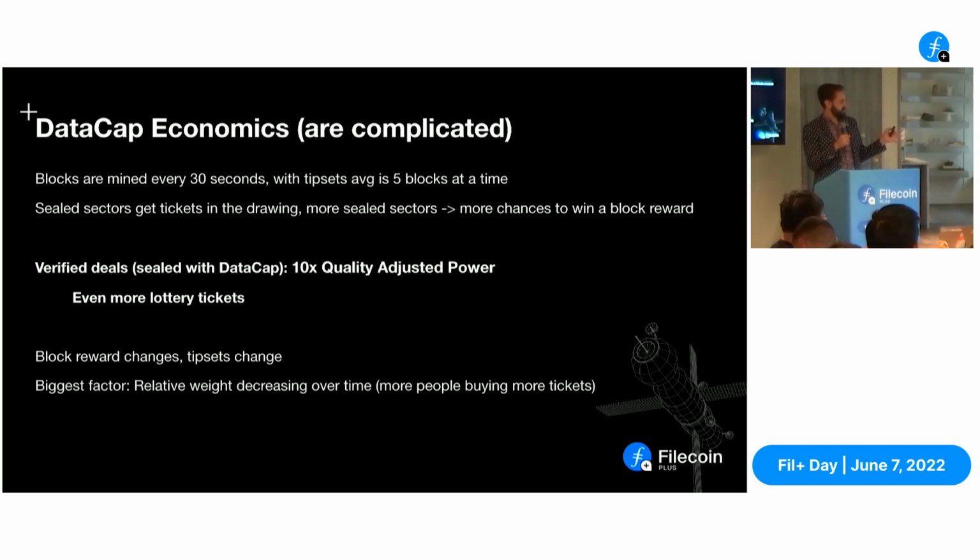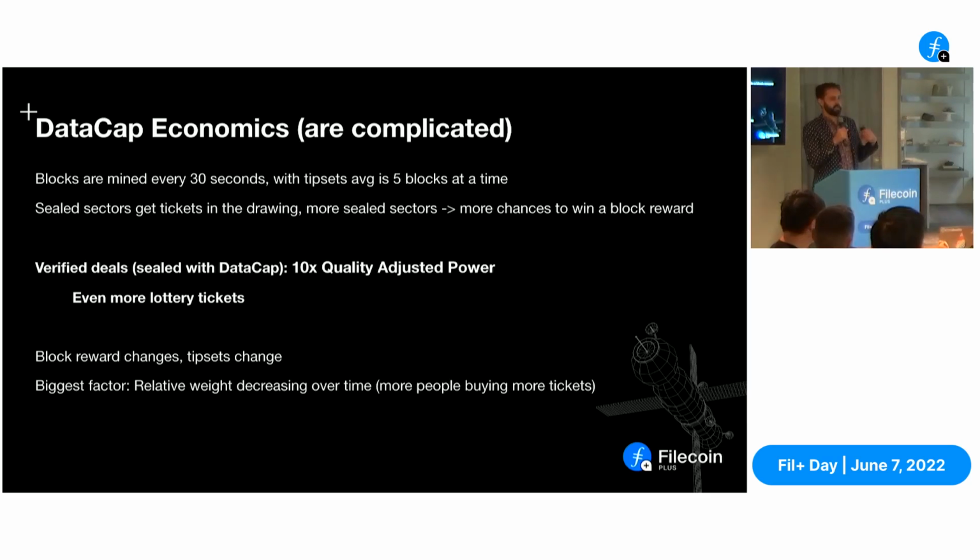By doing verified deals, you get a 10x quality adjusted power increase. You are getting more lottery tickets for every 30-second lottery drawing. 10x more tickets. That's fundamental. The block reward changes, the tip sets change.